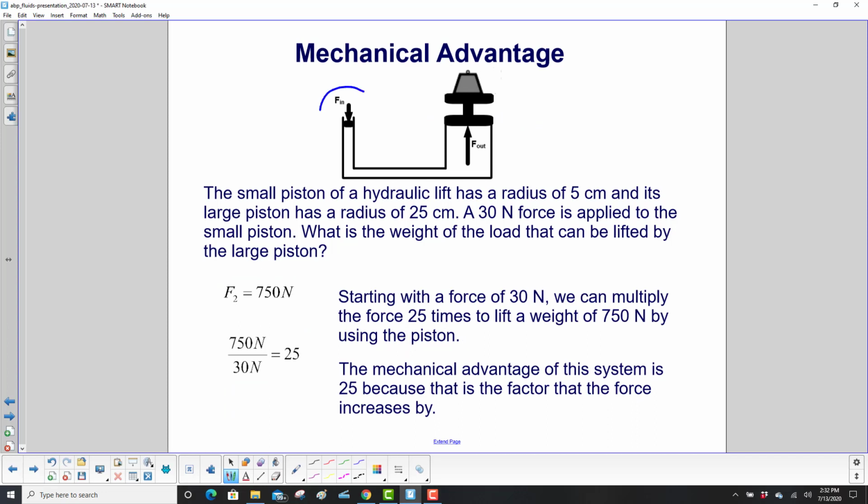So this force here can support a load of 750 newtons just by starting with 30 newtons. That's a force that's 25 times larger. 25 times 30 is 750 newtons. So what we do is we ratio the out force over the in force and we get 25. That's the mechanical advantage. The mechanical advantage of this system is 25. Why? Because that's the factor that the force increases by.